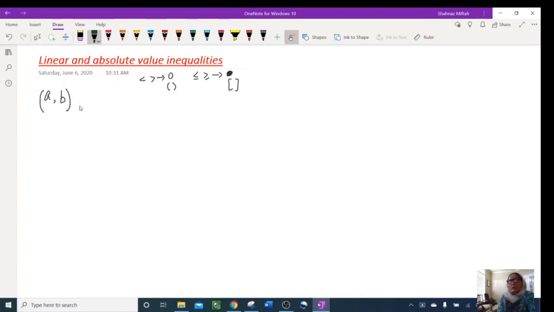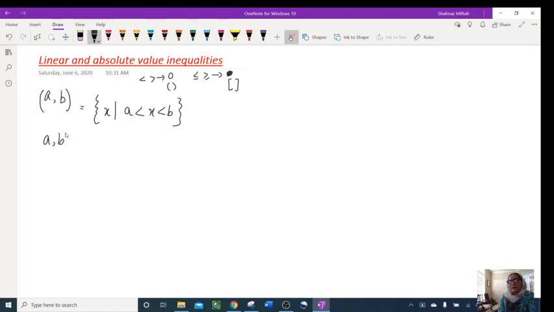How do I write this as set builder notation? It's going to be something like this: the set of all x such that x is less than b and x is greater than a. This is set builder notation. Okay, now let's do the closed intervals.